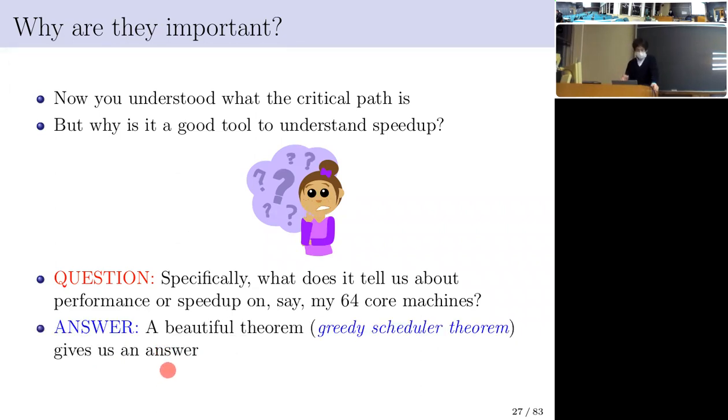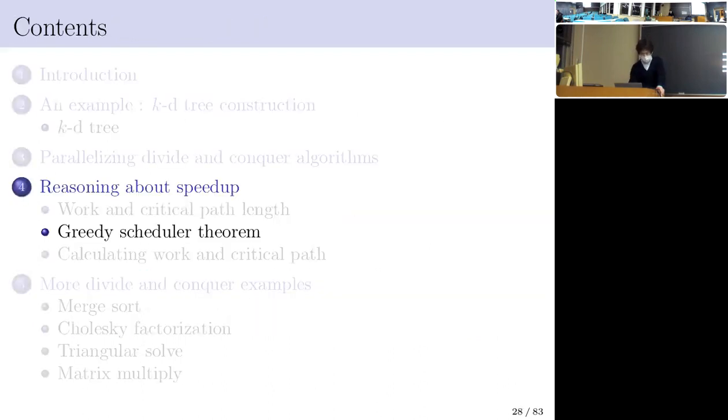The answer is that there's a very elegant theorem called the greedy scheduler theorem. It gives us a very elegant answer to this question. Just given T1 and T infinity, you can have a fairly good approximation of the execution time using a particular number of processors, let's say P processors. This is what I'll talk about next: the greedy scheduler theorem.